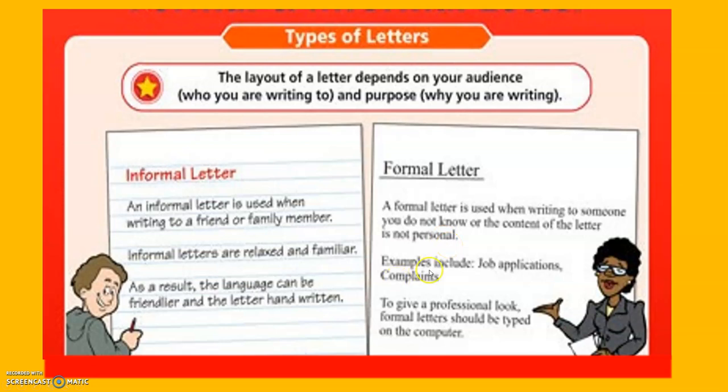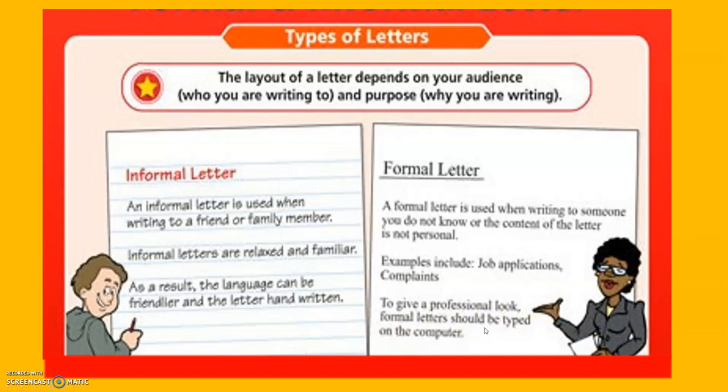Okay. So for example, you have job application. So what are the different kinds of letters in formal? You have job application. When you go for a job in future, you have to write a letter. So job application, that is formal letter. Complaint. Suppose you have bought a product and you're not satisfied, so you can complain about that. To give a professional look, formal letters should be typed on the computer.